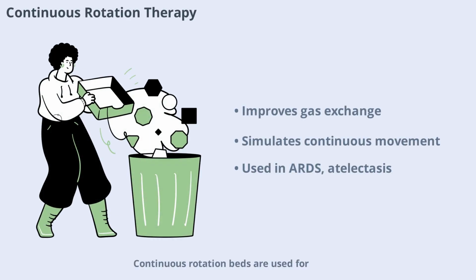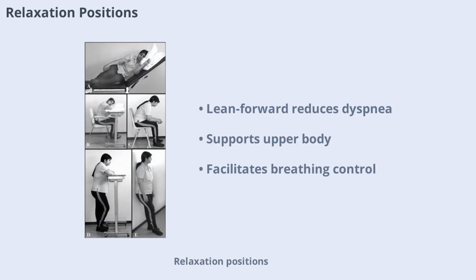Continuous rotation beds are used for mechanically ventilated patients to improve gas exchange, hemodynamic function, and airway clearance. The bed rotates the patient at set intervals, minimizing time spent in one position and simulating continuous movement. This technique is especially helpful in early ARDS or atelectatic patients, but requires careful monitoring and adjustment.